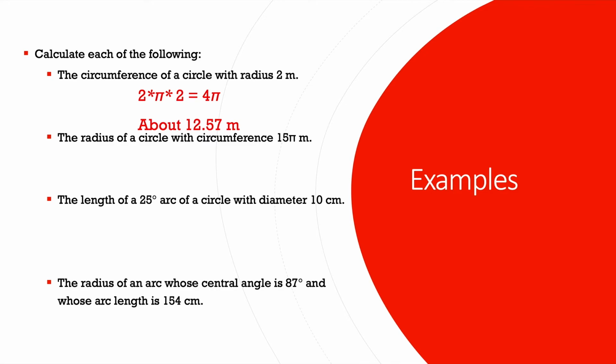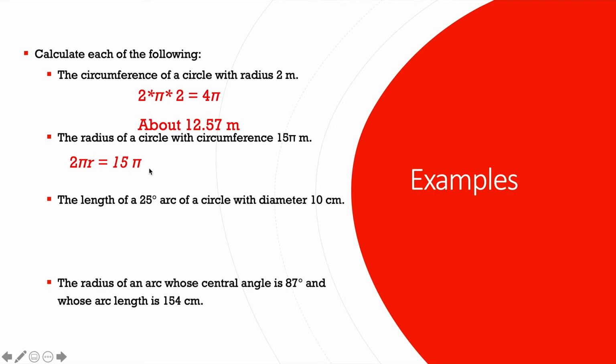Now this one's a little different. I'm asking for the radius of a circle. We know the circumference. Okay, well, circumference is 2 times pi times r. So I'm going to set up an equation. My circumference is equal to, well, I know what it is, 15 pi. I'm going to divide by 2 pi, divide by 2 pi.